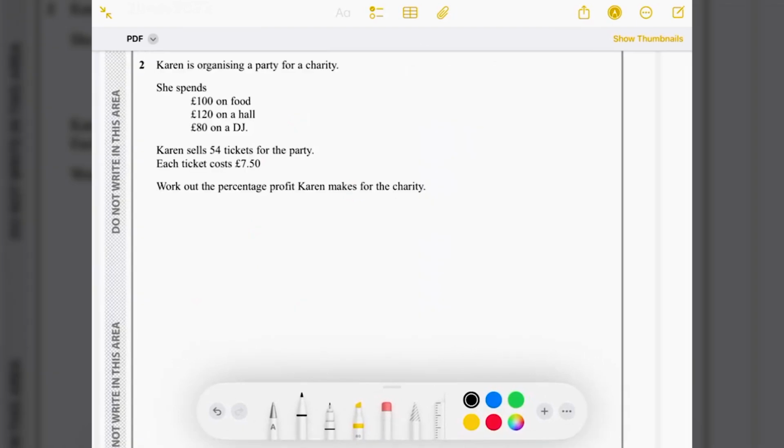Question 2. With worded problems like this, either they're going to give you information or you're going to do something with that information. So Karen is organizing a party for a charity. She spends £100 on food, 120 on a hall, 80 pounds on a DJ. So in total, what can I do? That she spends £100 plus 120 plus 80. So she spends £300.